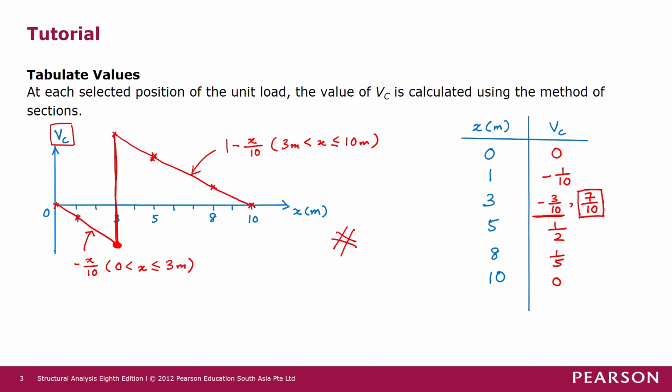So in this tutorial, I've already shown you two methods of plotting the influence line for shear at a particular point in the simply supported beam.